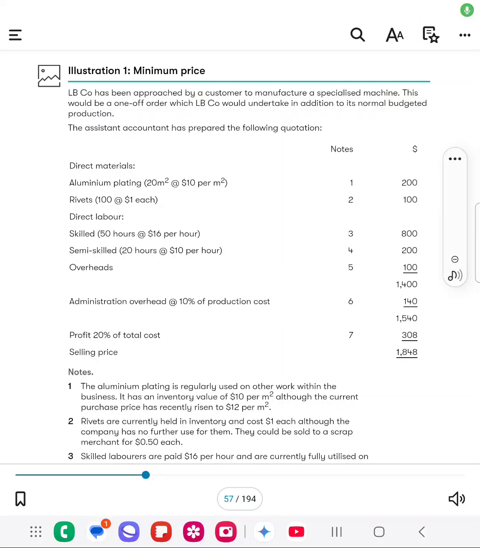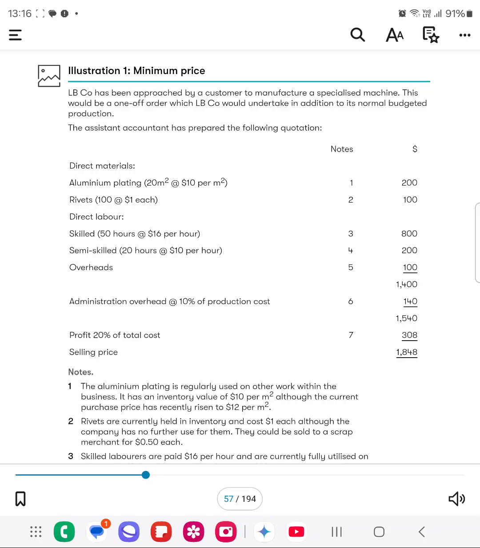Hello everyone. Right now we are going to do one question of relevant costing which pertains to this chapter, which is minimum price. In minimum price, let's understand what the question is saying first of all. The question is saying that LB company has been approached by a customer to manufacture a specialized machine. This would be a one-off order which LB company would undertake in addition to its normal budgeted production.